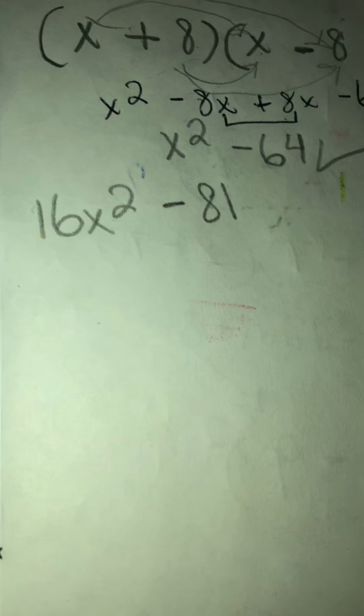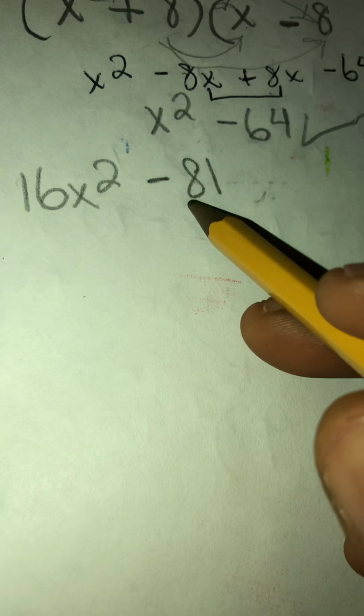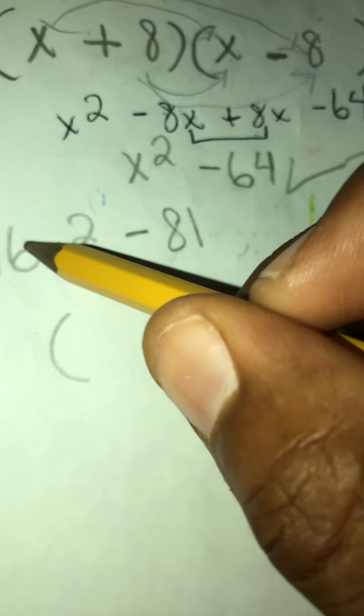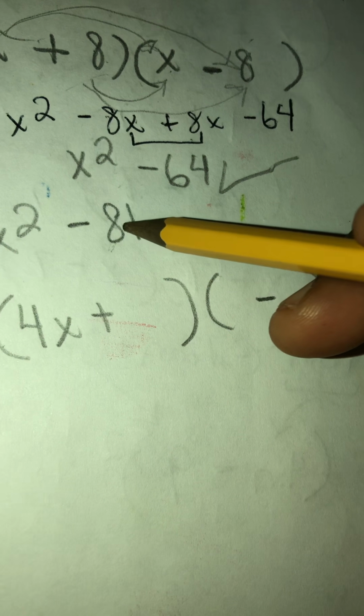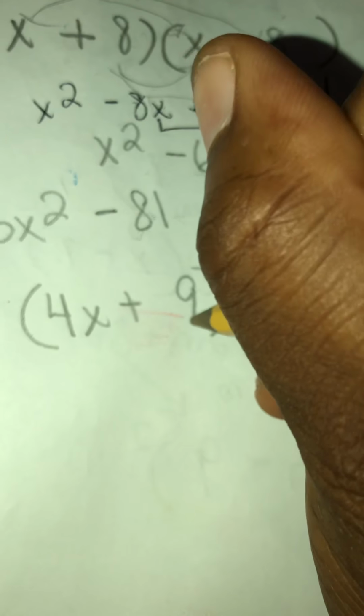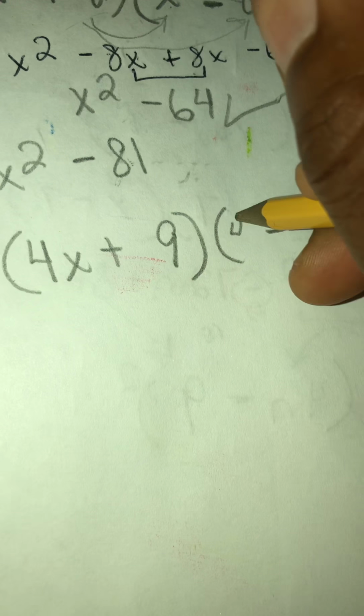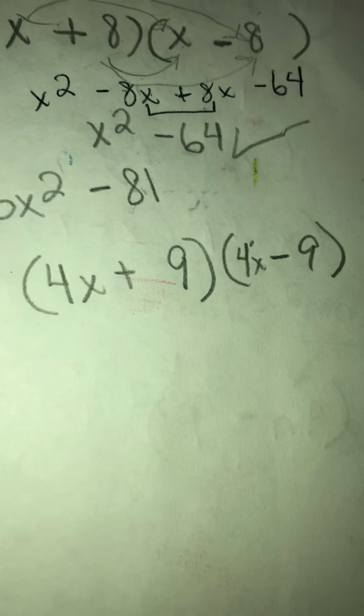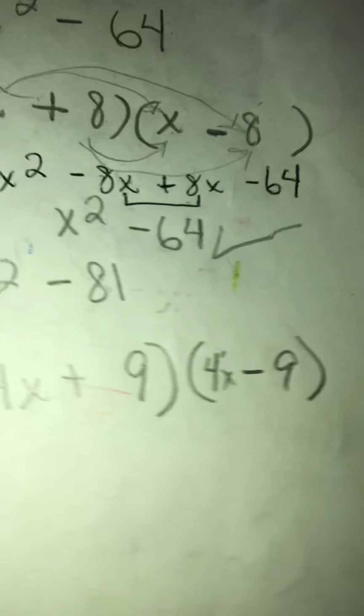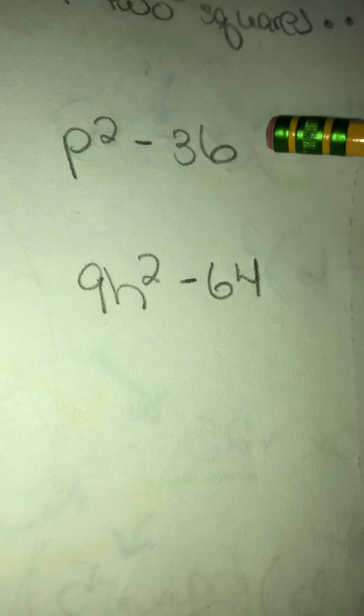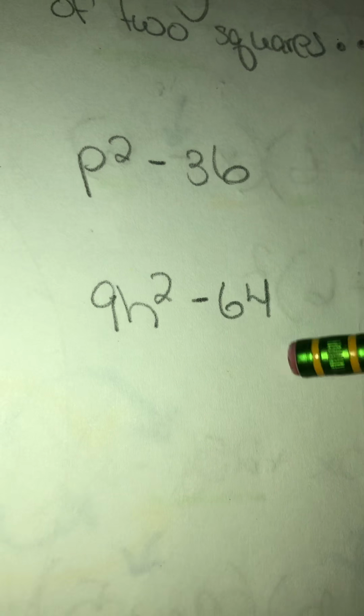Alright, now, same thing here. I need to remember that one is a plus, one is a minus. And the square root of 16 is 4. The square root of x to the second power is x. And then the square root of 81 is 9. So I put that there, and then I do the same thing here. 4x minus 9. Okay? So now I would like you to please do these two problems.